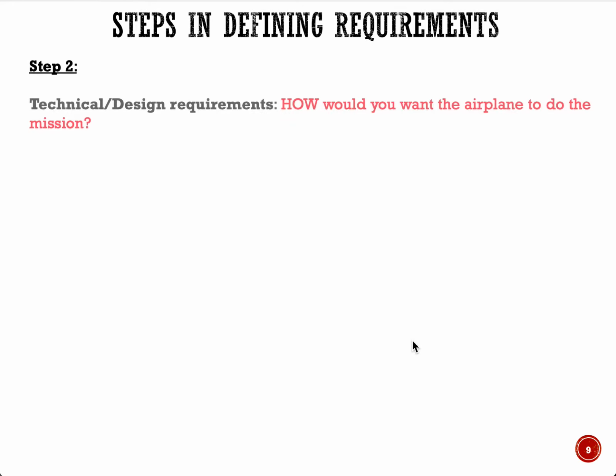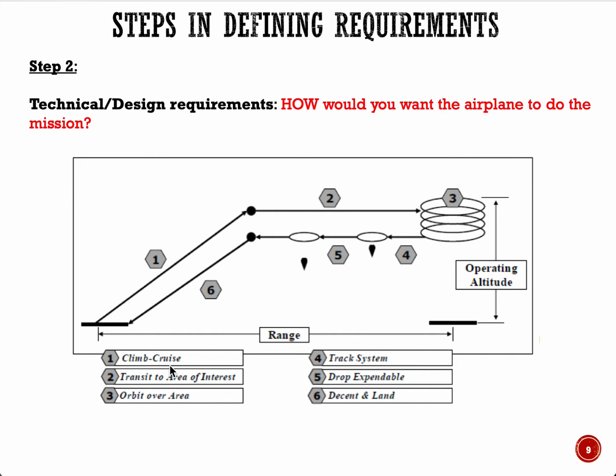Step two is technical/design requirements. You already talked about what you want the airplane to do, but in this step, you want to talk about how you would want the airplane to do the mission, right? In other words, if we take this mission profile, well, start with runway dimension. What would be the runway that you're targeting for takeoff and landing? Do you want a short field takeoff or a vertical takeoff? That's something you need to specify.